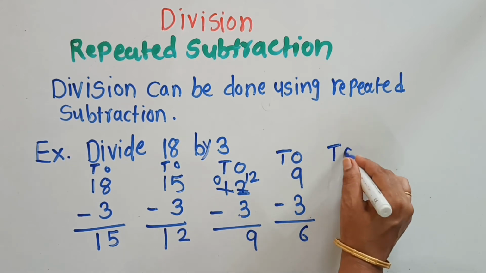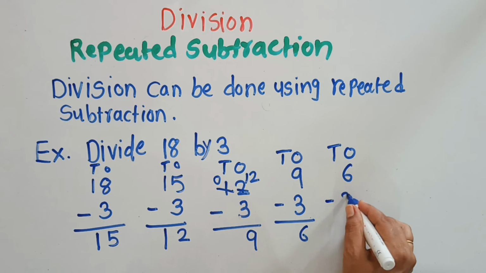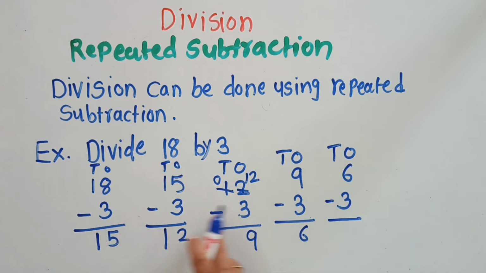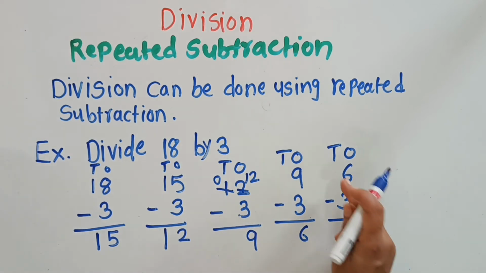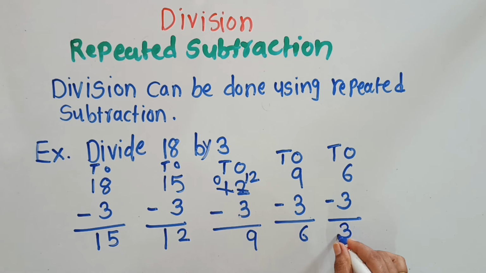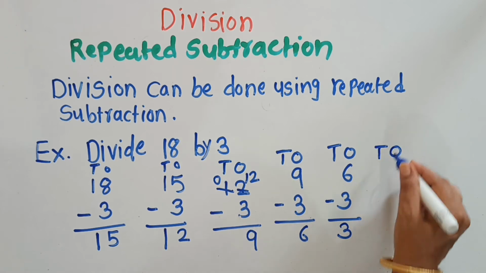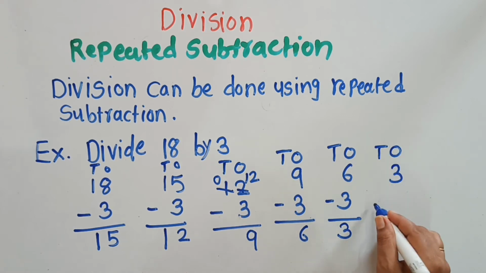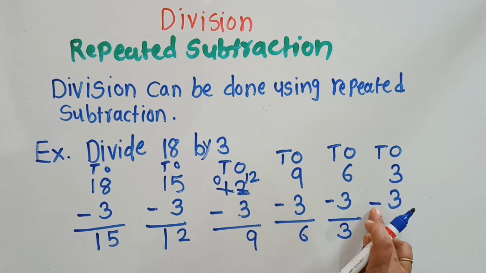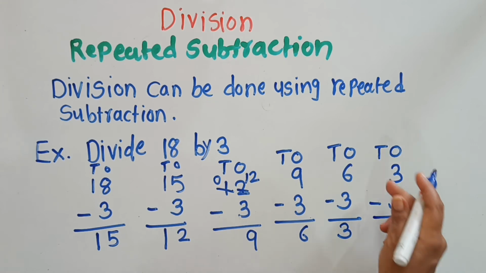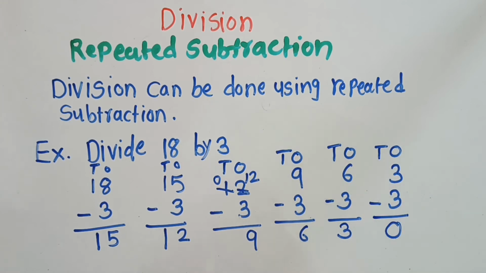Again 6 minus 3. Okay. See here, we take 3 again and again because at last we will get 0 here. 6 minus 3, 3. Again take this 3 upside and do subtraction by 3. So 3 minus 3, 0. Children, see here, we get 0 here.